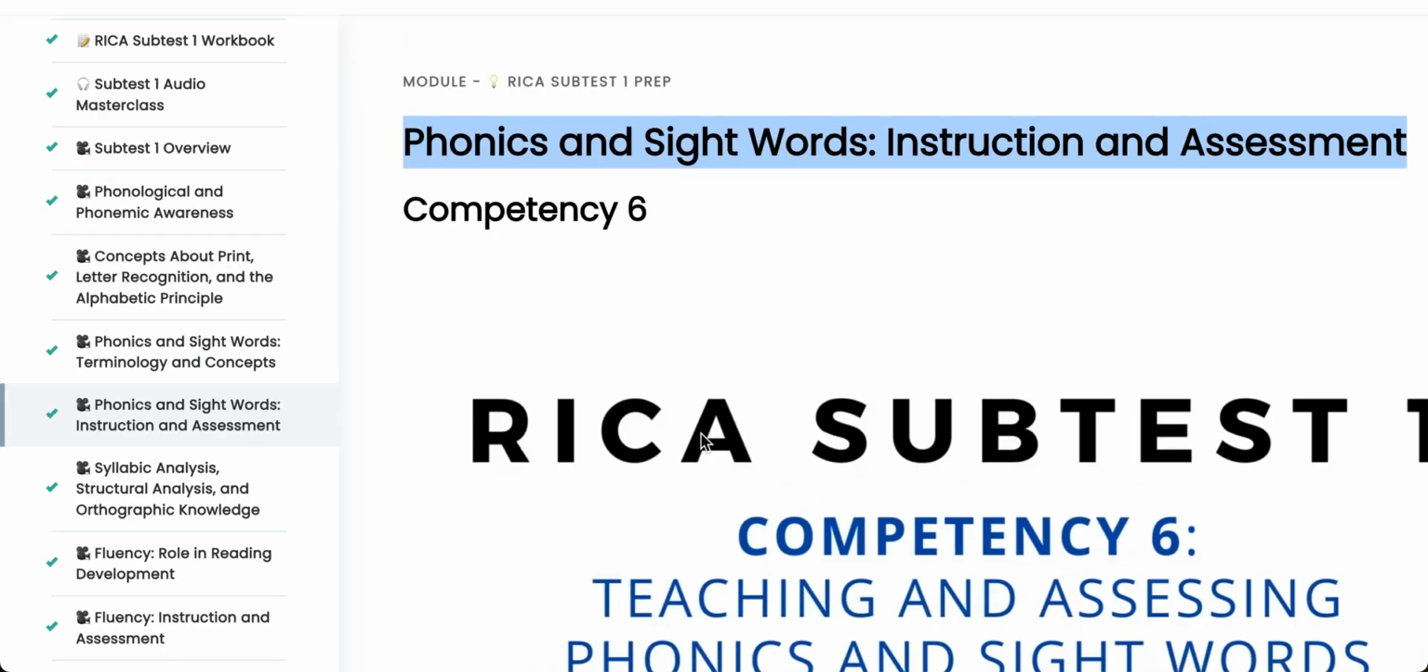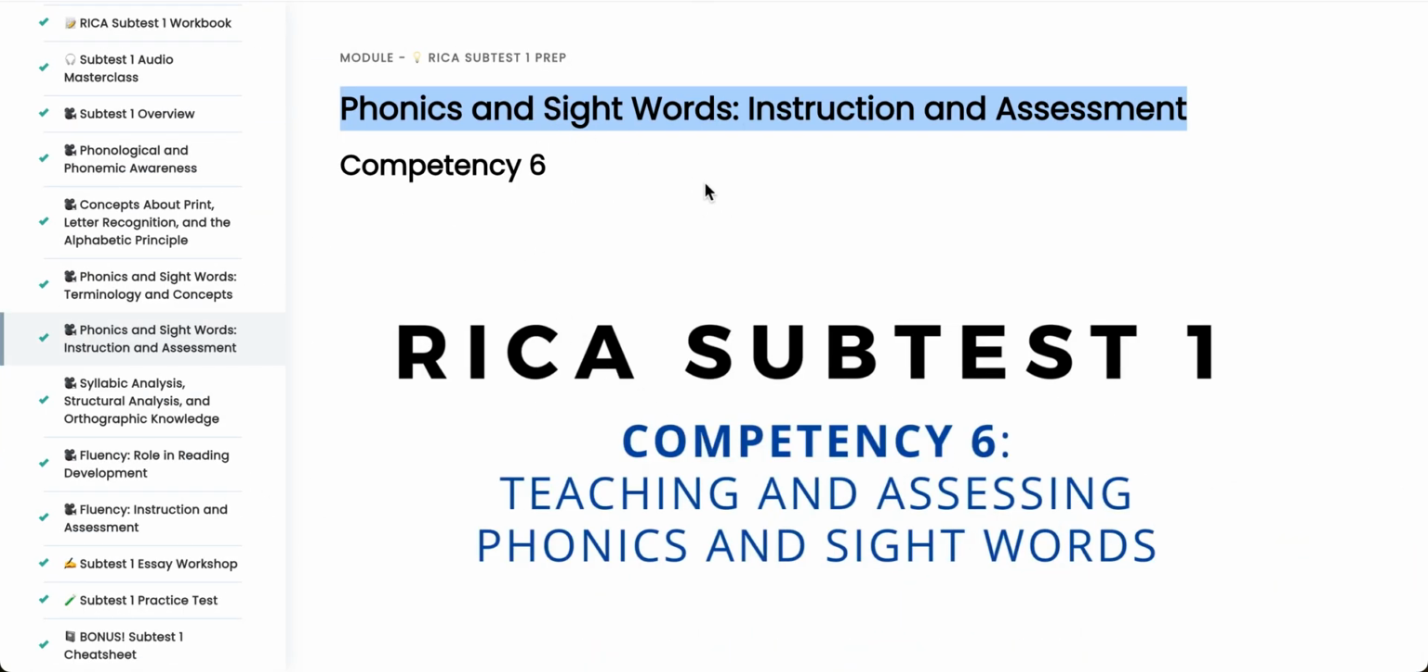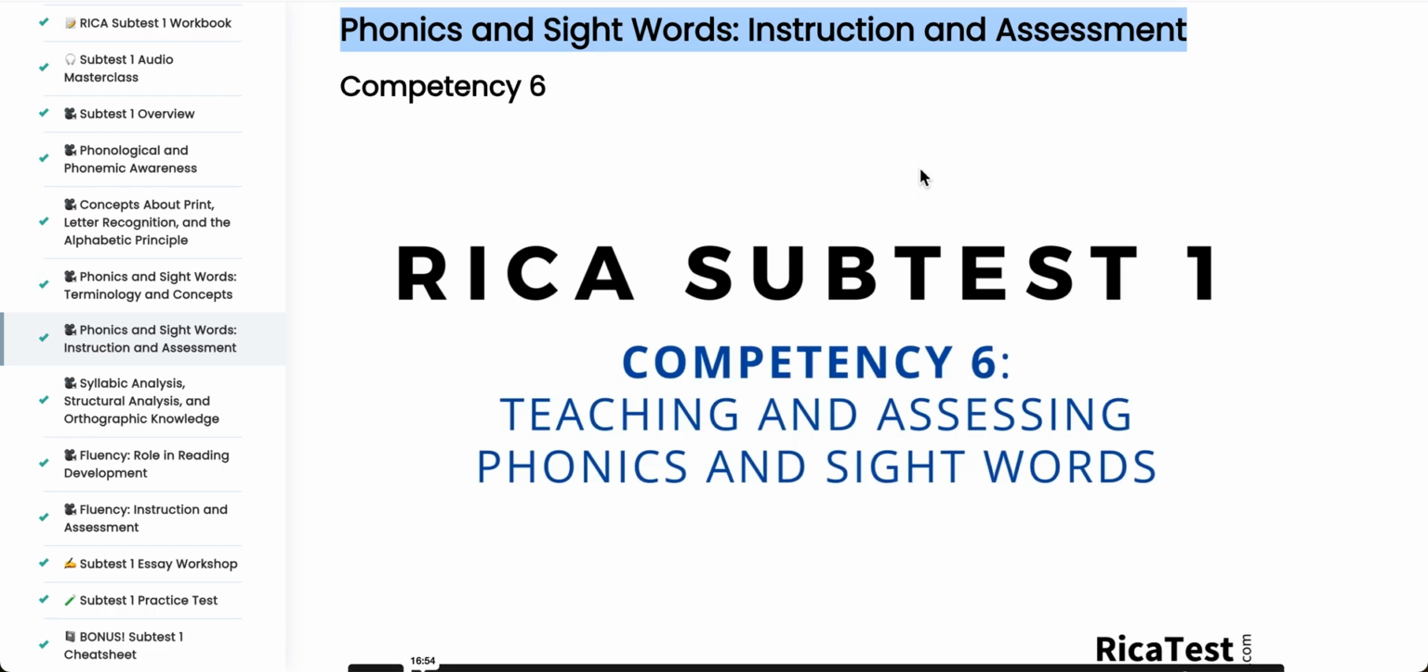Now, when preparing for your upcoming Rica exam regarding phonics and sight words instruction and assessment, make sure that you have a firm grasp for the fundamentals of teaching phonics. Want to be thinking about how to teach it, how to differentiate your lessons to meet the needs of all learners. In this case, you can think your English language learners, your advanced learners, your struggling readers, and always remember that instruction needs to be systematic, direct, and explicit.